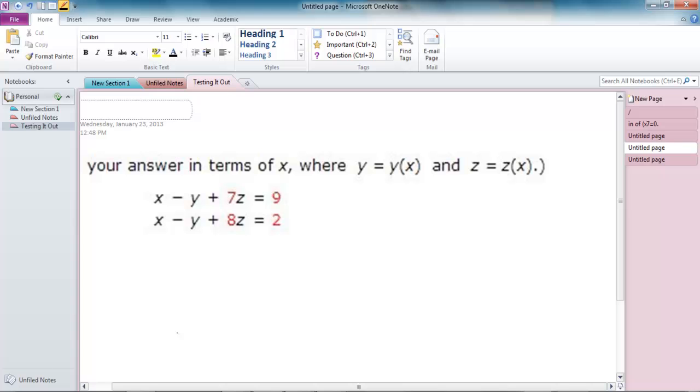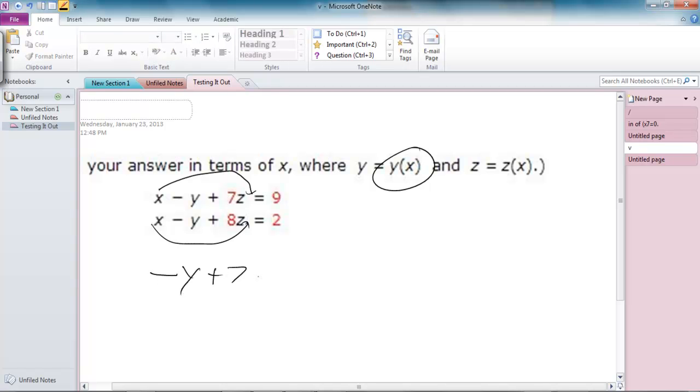The first thing I would do is, since it's telling you it wants it in terms of x, I'm going to take my x variable and just move it over to the other side. So what that would look like if I rewrote the whole equation would be, negative y plus 7z plus x equals 9, and negative y plus 8z plus x equals 2.